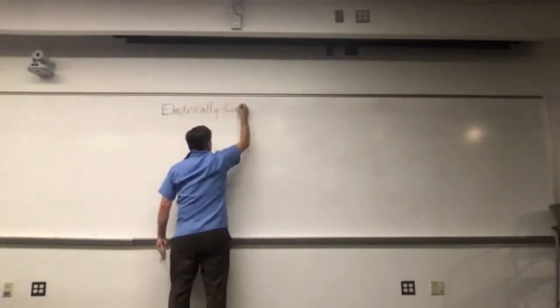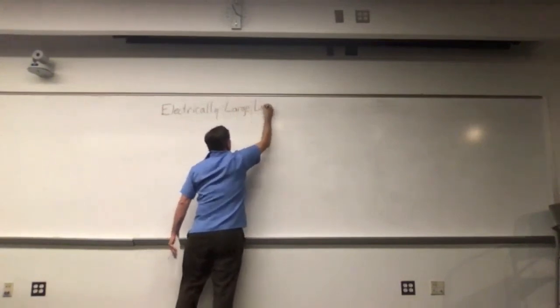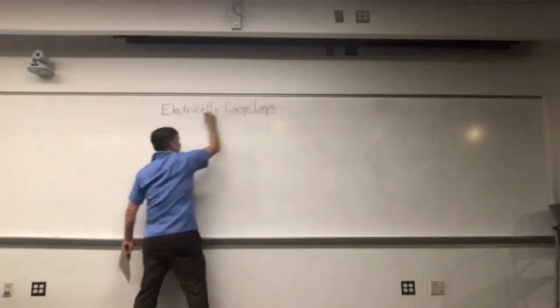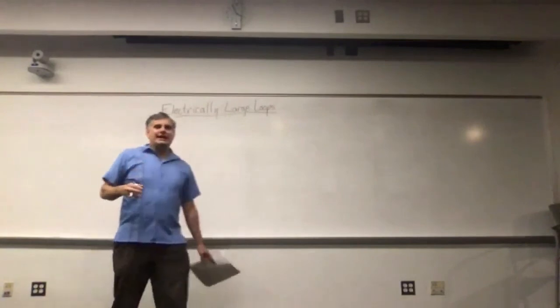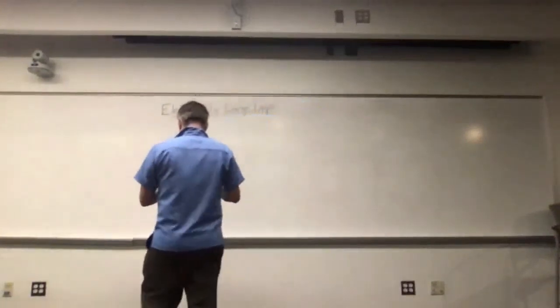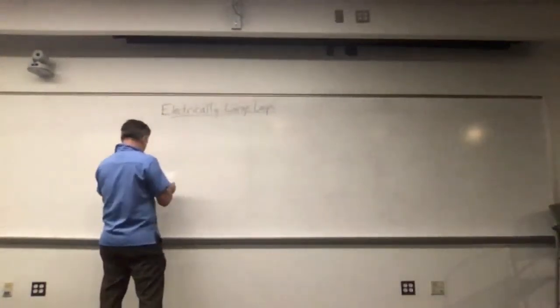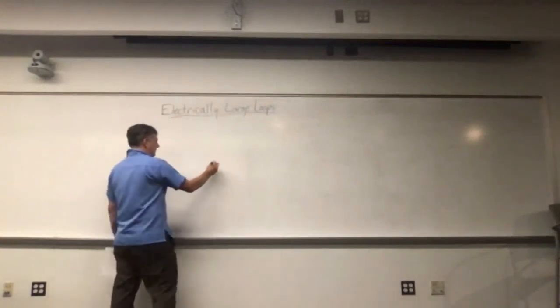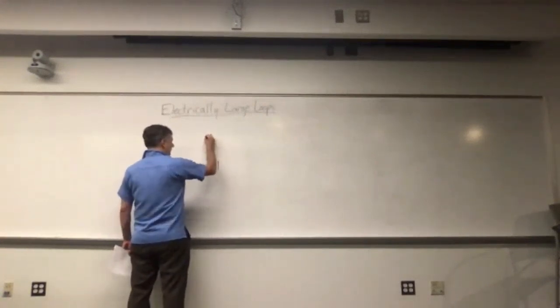Electrically large loops, or you can also call them resonant loops. These are loops that are so big that they have enough self-capacitance to resonate out their self-inductance. Now, what does an example of this type of loop look like? I'm going to start by looking at the square loop.